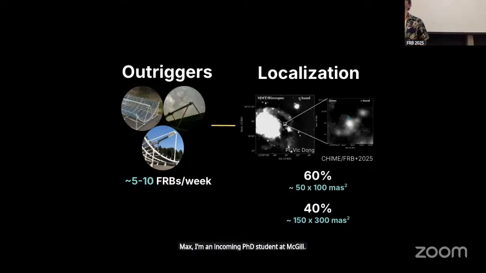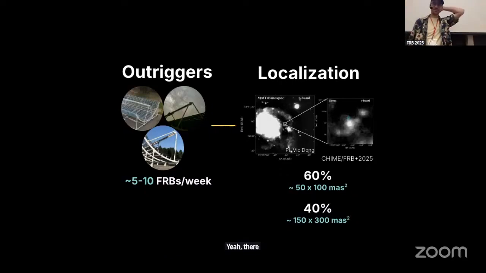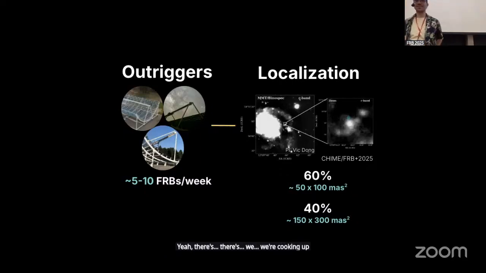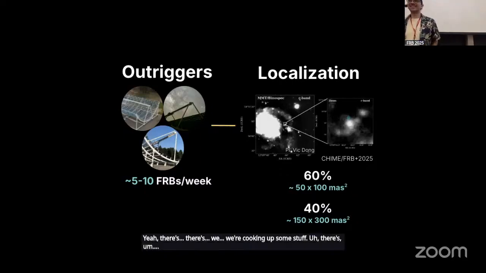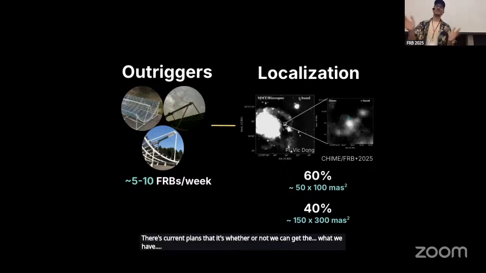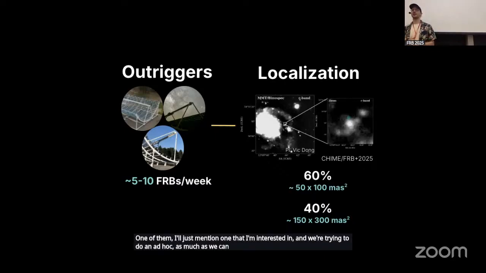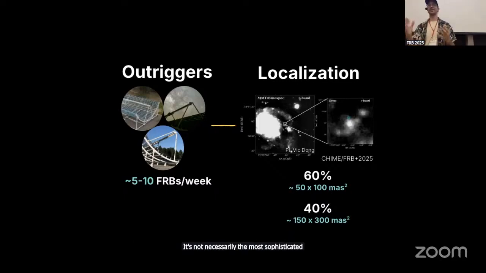Are there any secondary science goals for the Outriggers? Yeah, we're cooking up some stuff. There are current plans, whether or not we can get one of them. I'll just mention one that I'm interested in, and we're trying to do as much as we can ad hoc: a VLBI imaging array. It's not necessarily the most sophisticated. It's definitely not the best for it.